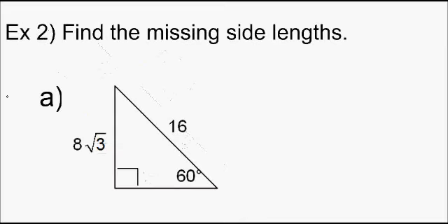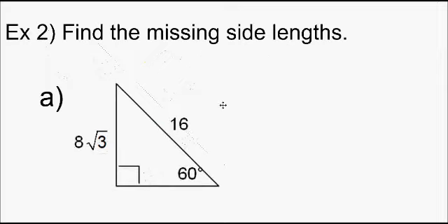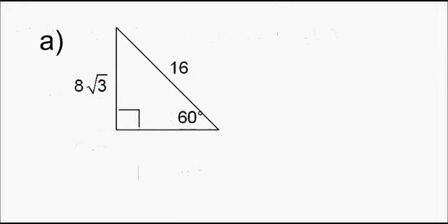Okay, example 2. I want to find the missing side lengths again. This time I don't have a 45, 45, 90 triangle. Notice that none of the sides have been marked congruent to each other. I do, however, have a 30, 60, 90 triangle. I can tell I have this 60 and my 90, which makes this 30.